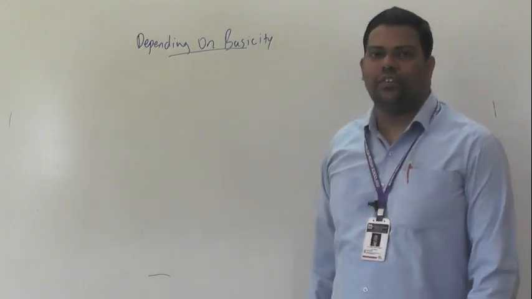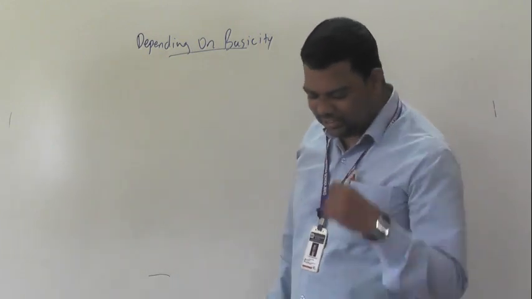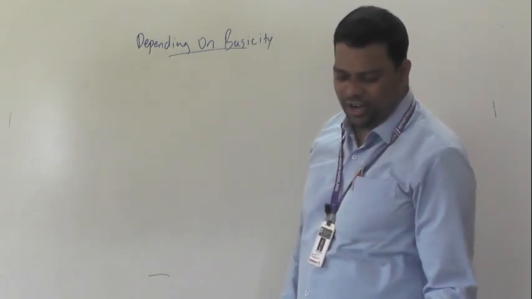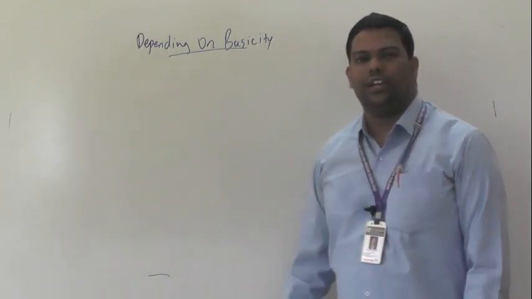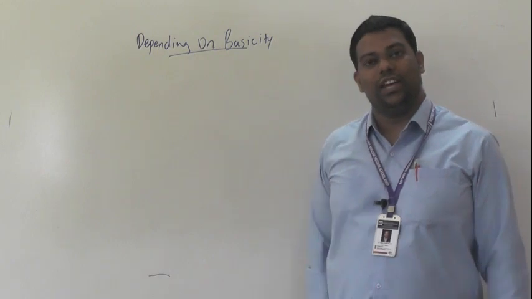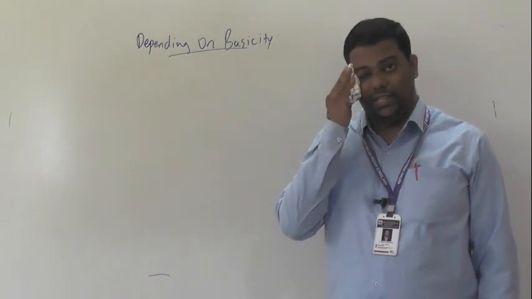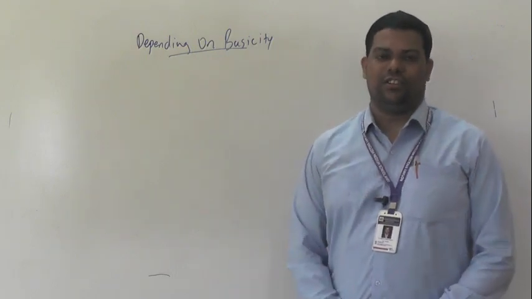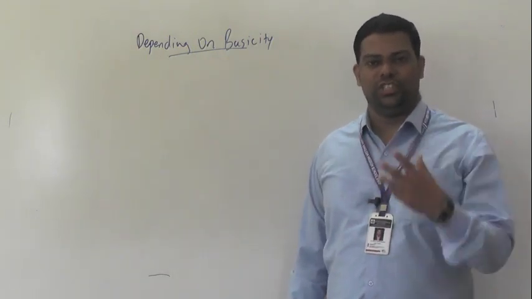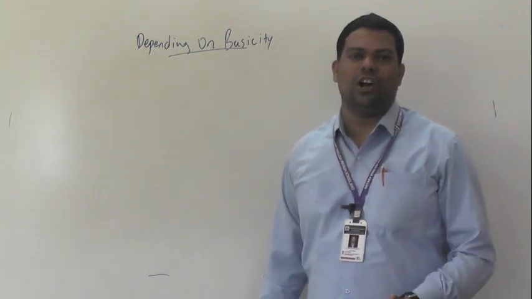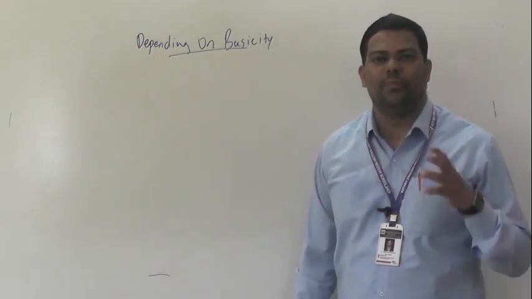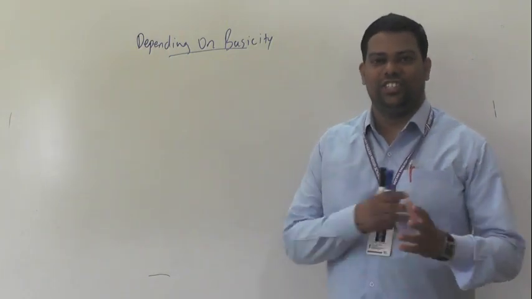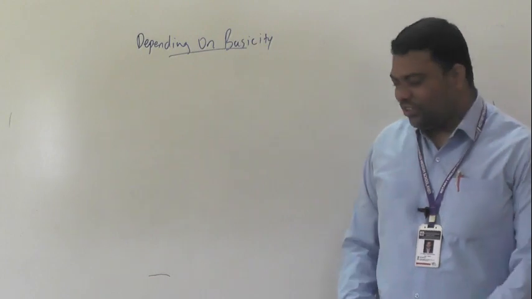Understood? So we will discuss basicity here, the number of replaceable H plus ions or hydrogen ions. As I told you, the H plus ions forming in solution are quite unstable. So to achieve stability, they further react with water, forming hydronium ions, H3O plus. We discussed this in our previous class.